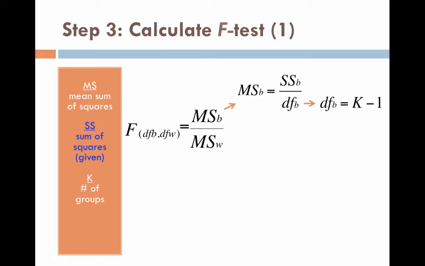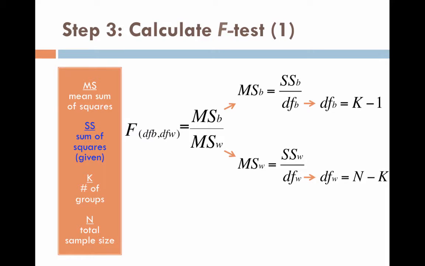And so the denominator for our F-test is the mean sum of squares within groups. And this calculation is the sum of squares within groups, which is also given to you, over the degrees of freedom within groups. And that calculation is your sample size minus the number of groups that you have. So we have both of our degrees of freedom.